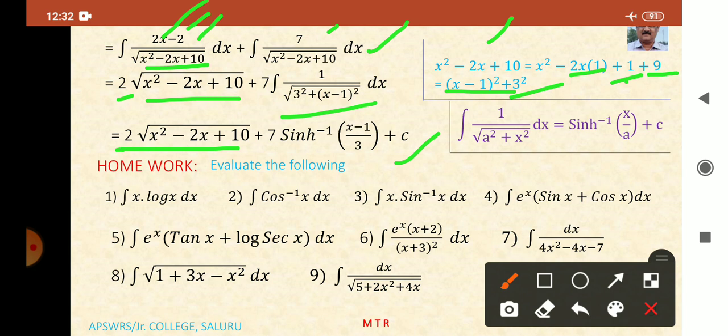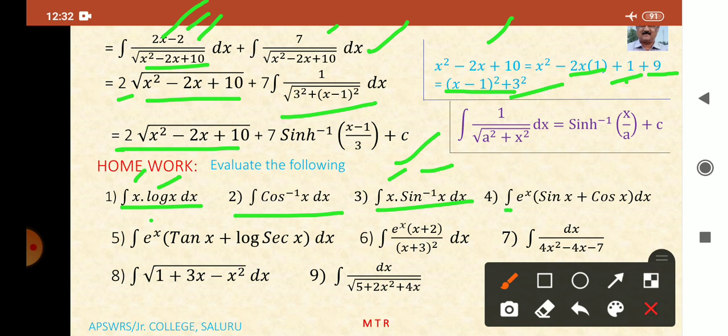Now let us take some homework. Find integral x log x dx. This is the UV form. Logarithm, this is algebra. In ILATE, L is before A. So log x is equal to U, x is equal to V. Integral cos inverse x: we read this as 1 into cos inverse x. Cos inverse is an inverse trigonometric function, 1 is algebraic. So in ILATE, I is before A. So cos inverse x is equal to U, 1 is equal to V. This is also x sin inverse x. Sin inverse x is U, x is V.